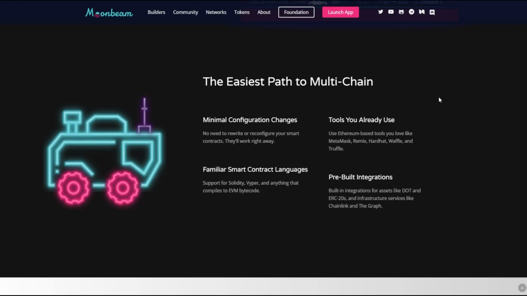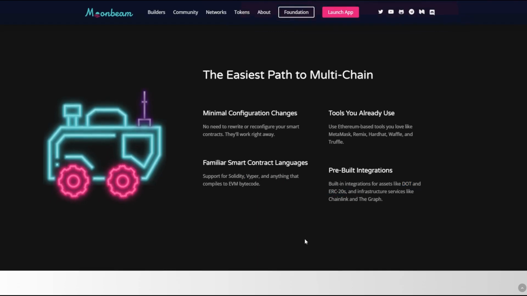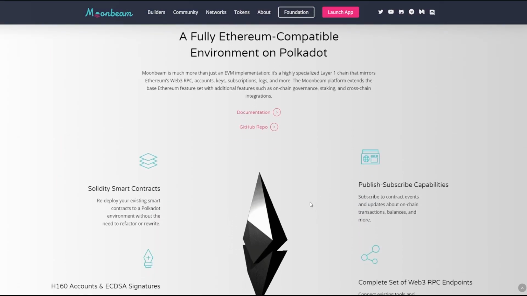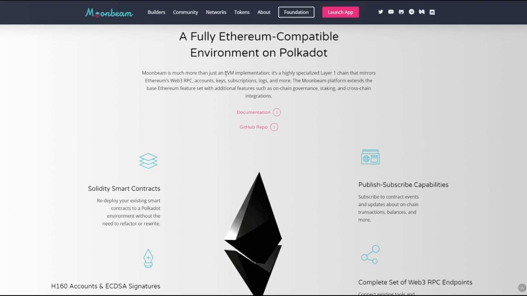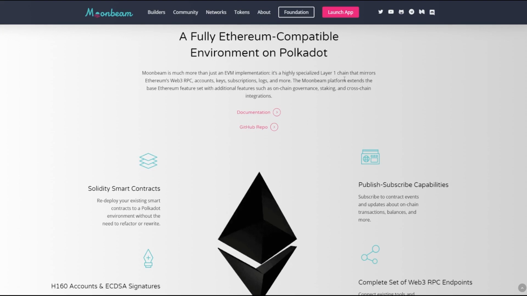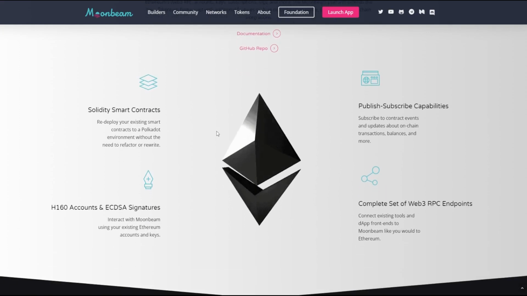You use the tools that you already use, so this is mostly for builders. There are familiar smart contract languages such as Solidity, Vyper, and more. Basically, Solidity is the largest one, and there are pre-built integrations for assets such as DOT and ERC20 tokens, which makes it very, very scalable and very nicely usable, and has very big utility for the future, right? So it's more than just an EVM implementation, so Ethereum, and it's a highly specialized layer 1 chain that essentially mirrors what Ethereum is doing, but makes it a lot better and smarter.